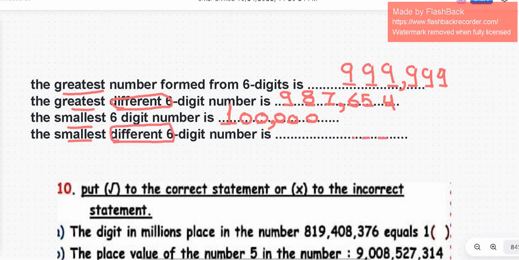Now the smallest different, take care, don't repeat. Put 6 places. Start with the smallest, so I start with 1, then 0. Different, so I can't repeat 1 and I can't repeat 0. After 0 and 1 comes what? 2, 3, 4, 5. Don't forget your comma.